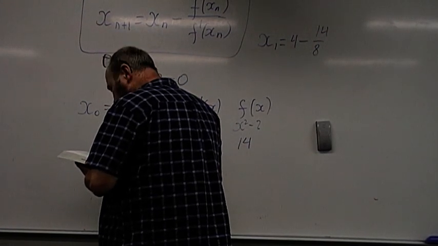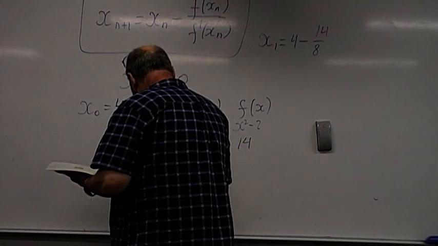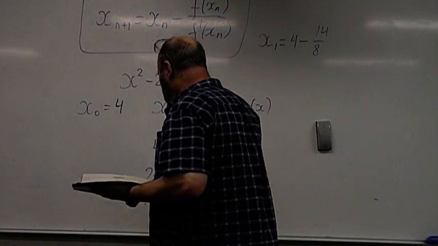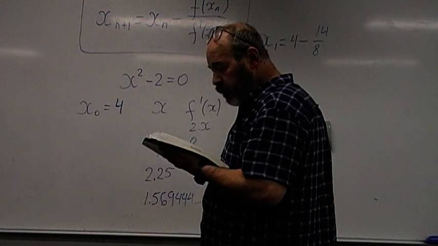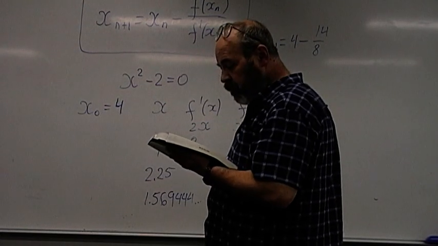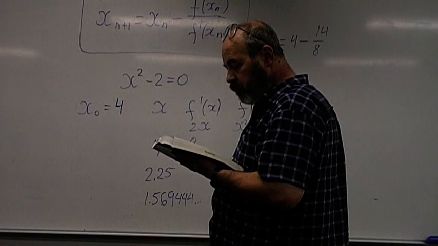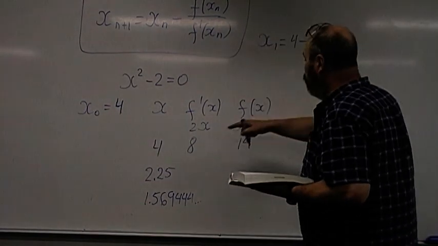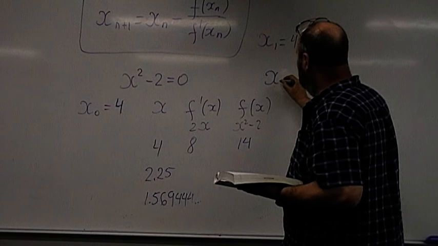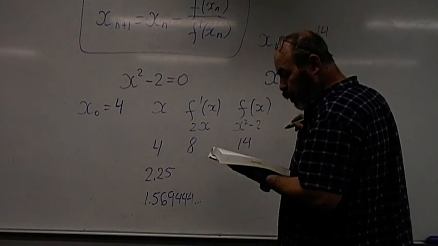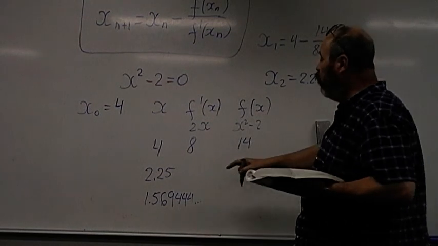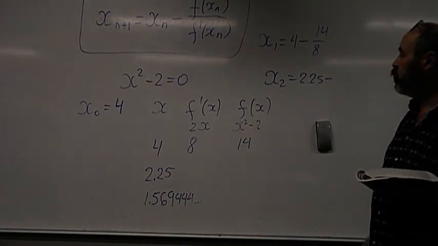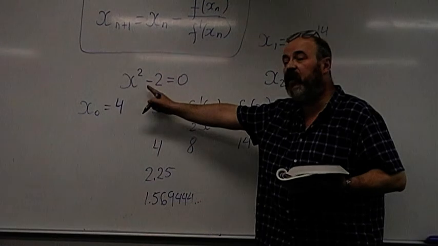9, and then 4 recurring. I got 0.78. This one's a hard topic. Isn't it 2.25 minus 4.5 over 3.062? The next x2 will be equal 2.25 minus the value of the function when you substitute 2.25 here.